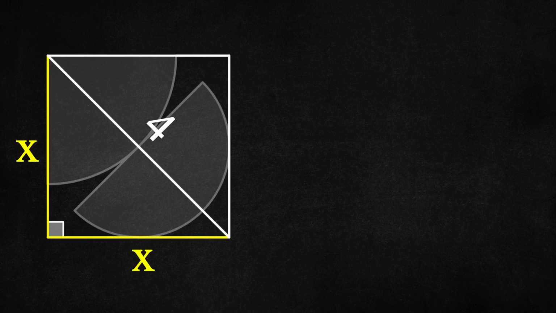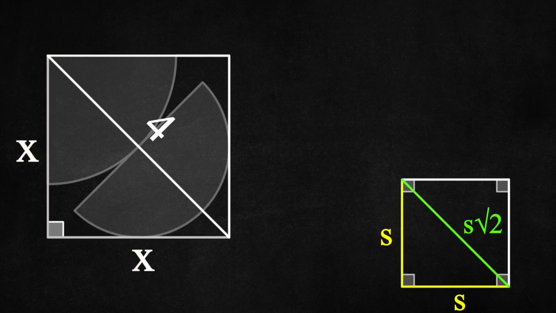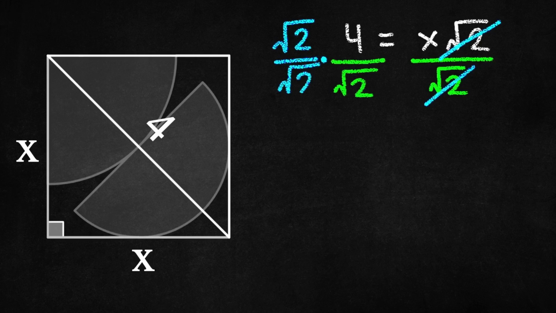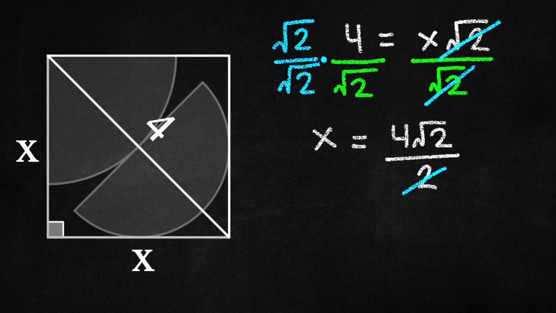Assume the side length of the square is x units. Recall again that the diagonal of a square is equal to its side length times square root of 2. Therefore, we have 4 is equal to x times square root of 2. Divide both sides by square root of 2. Rationalize the denominator by multiplying both numerator and denominator by square root of 2. This becomes 4 square root of 2 over 2. 4 divided by 2 is 2. So the measure of x is 2 square root of 2.